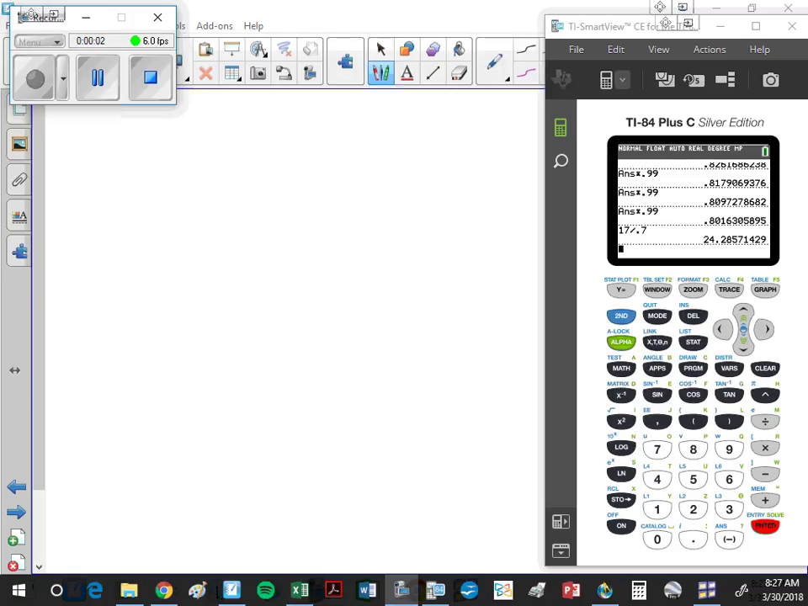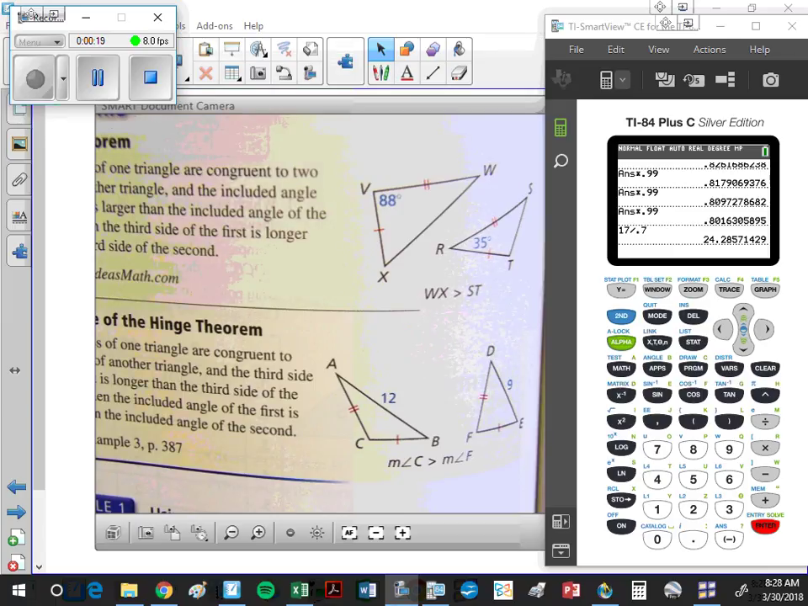We're going to move on to 6.7 today, and I think most of what's in there you could probably figure out on your own, but I'll help you out a little bit. So in your books, turn to page 386. On this page, we're going to talk about the lengths of sides and the size of angles.